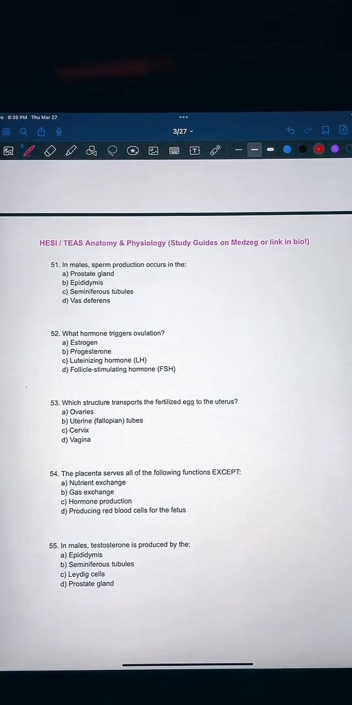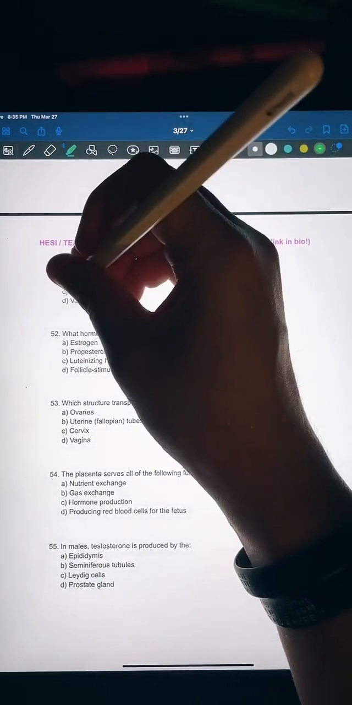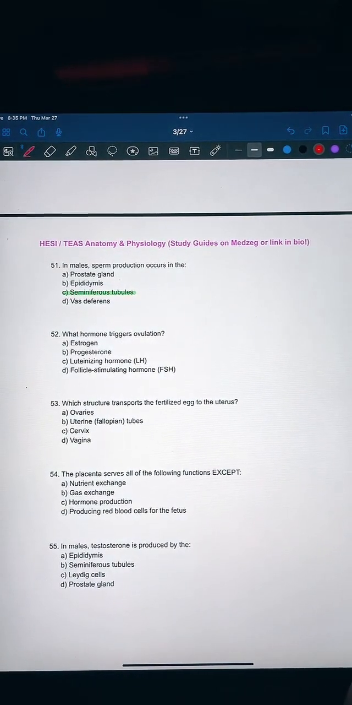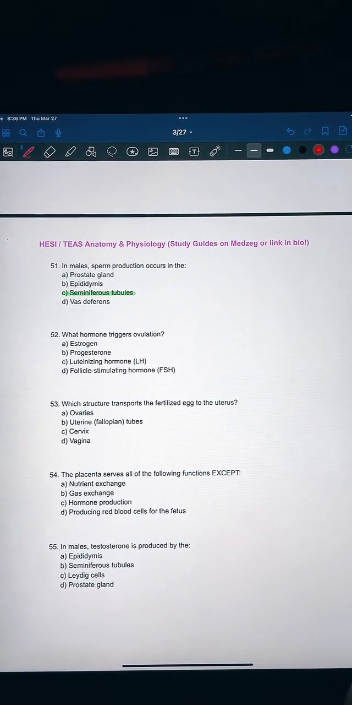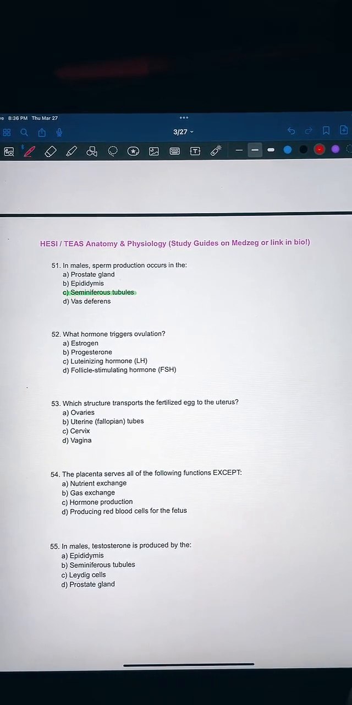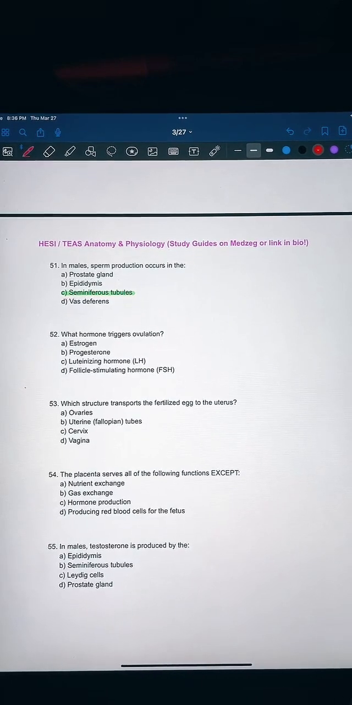But 51, it is the seminiferous tubules. So the seminiferous tubules inside the testes are the site of spermatogenesis. This is where sperm cells are produced. Answer choice A, the prostate gland. It produces fluid that's part of the semen, but it doesn't produce sperm. The epididymis is where it stores mature sperm, but it doesn't produce them. And the vas deferens is what transports sperm from the epididymis to the urethra during ejaculation. I always have trouble saying the epididymis.